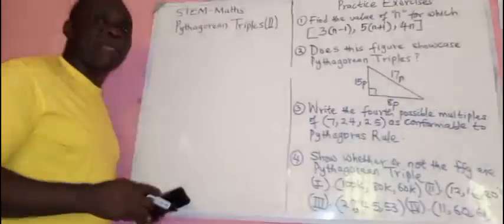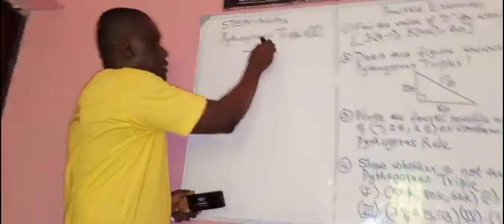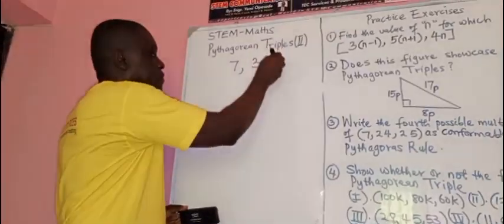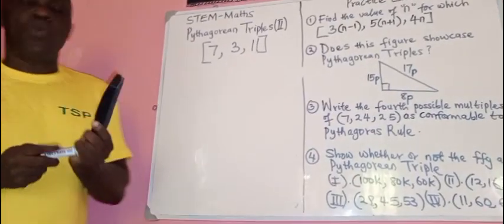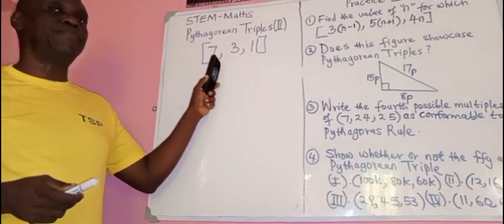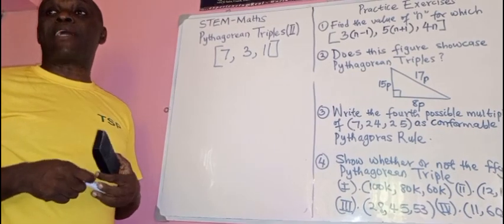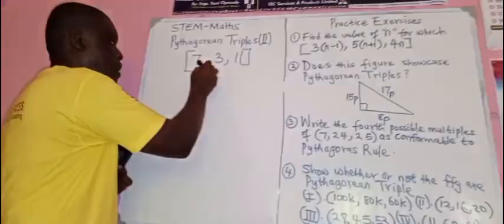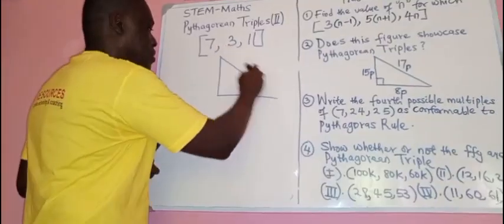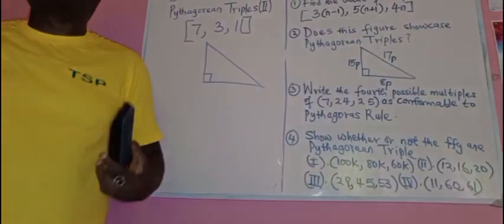Now, I have example 2. Show whether or not 7, 3, and 11 are a Pythagorean triple. Write that down. Show whether or not 7, 3, 11 is a Pythagorean triple. When you hear Pythagorean triple, you have to draw a right angle triangle. That's it. You draw a right angle triangle because it's talking about something that has to do with Pythagoras theorem.